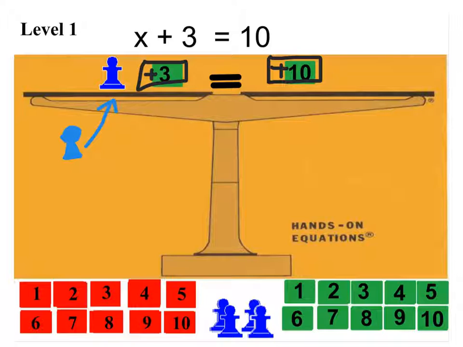Now, our goal is to figure out how much x represents, what it is equivalent to. And when we work with the scale, we've got to make sure that we do the same thing to both sides. Now, if we want to get x all by itself, we want to do something to get rid of that 3. So that's going to be our first step.